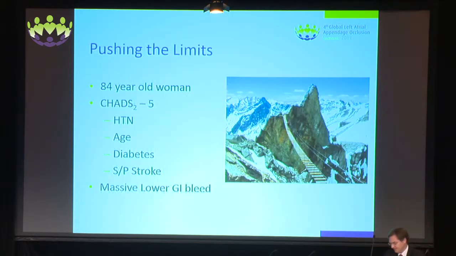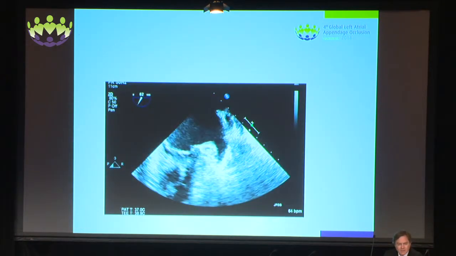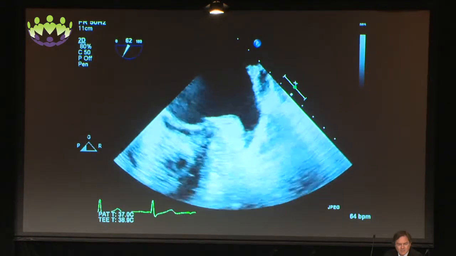So we're going to move on to the next case, which I'm calling pushing the limits. This is an 84-year-old woman. She has a CHADS-2 score of 5, and she's had a massive lower GI bleed, so she was referred for left atrial appendage occlusion. Have a look at our initial echo.